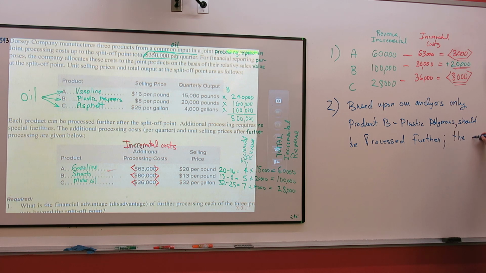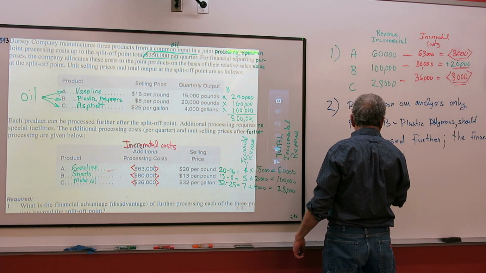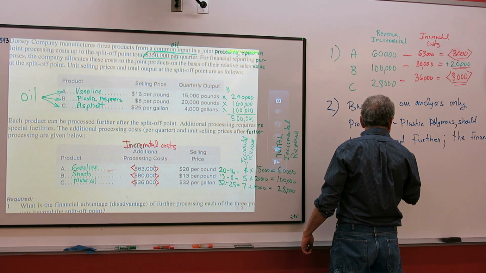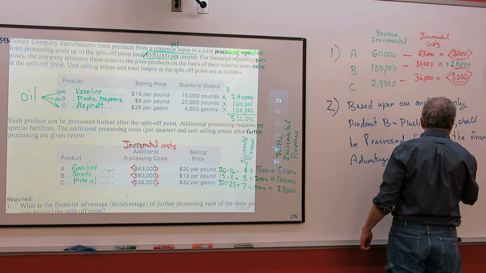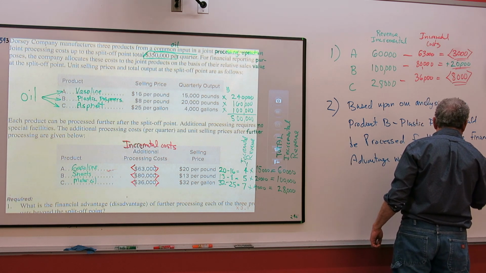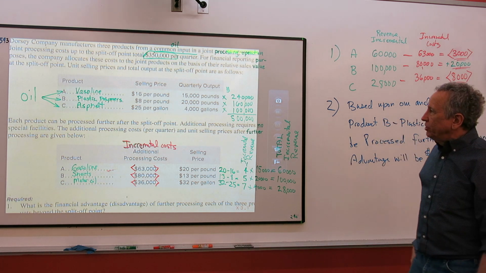The financial advantage will be $20,000. That would be my answer to that. Based upon our analysis, only product B, the plastic polymer, that's this one, should be processed further. The financial advantage will be $20,000. Anyway, that is the answer to this one.